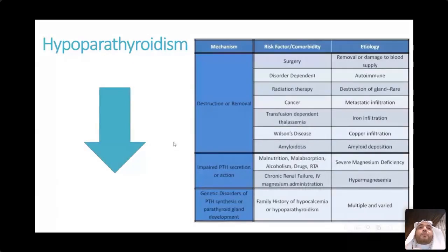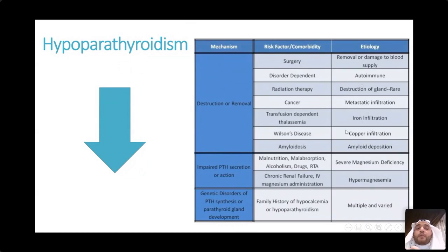So let's start with hypoparathyroidism, low parathyroid hormone. All of these patients present with hypocalcemia. The causes can be surgical, removed accidentally with thyroid surgery, or autodestruction by autoimmune disease, for example autoimmune polyglandular syndrome, radiation therapy, or infiltration: cancer, metastasis, iron.